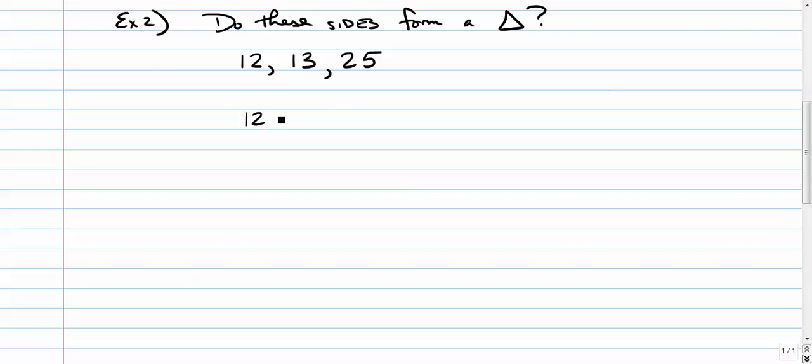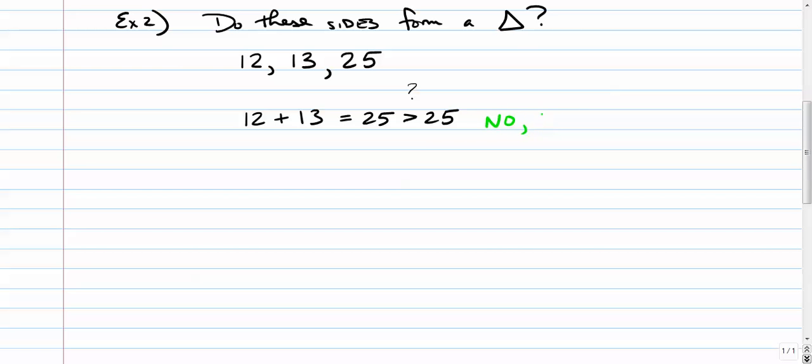Do these sides form a triangle? So let's see, we have 12, 13, and 25. Let's throw it through our three tests. We're going to see what the sum of the first two is. That's 25. Is that bigger than 25? The answer, of course, is no. It's exactly the same, and that's not allowed.